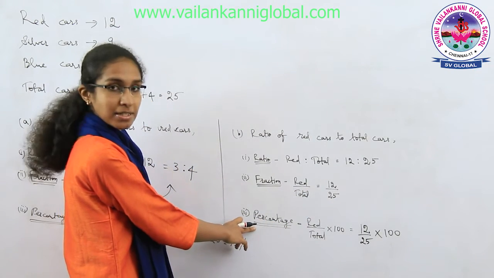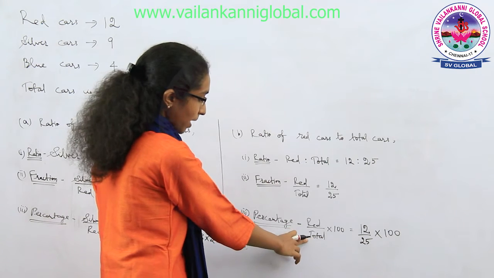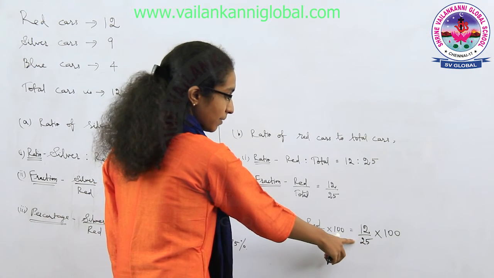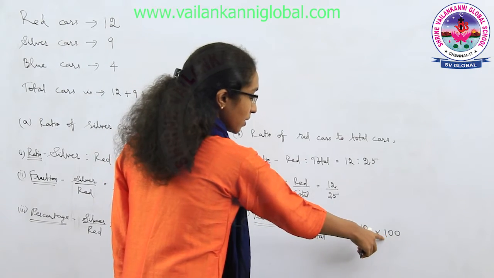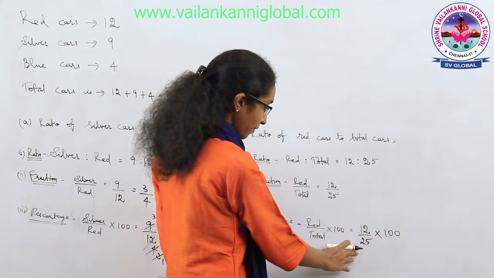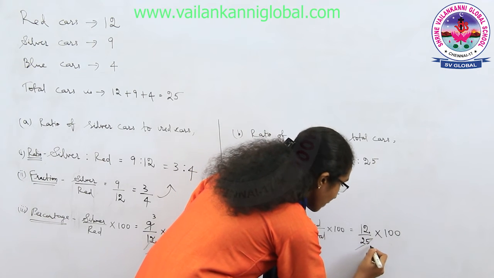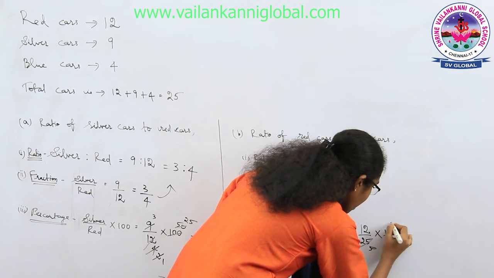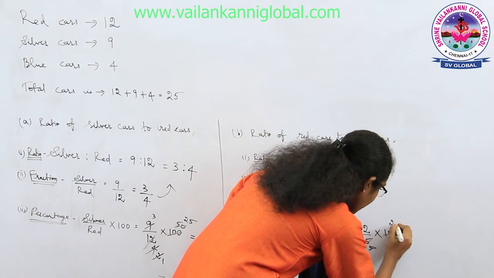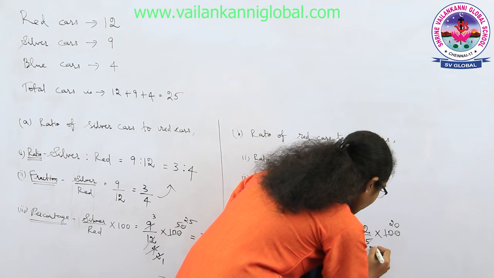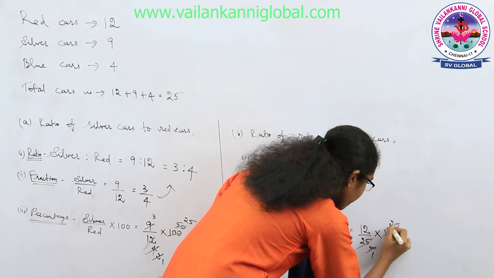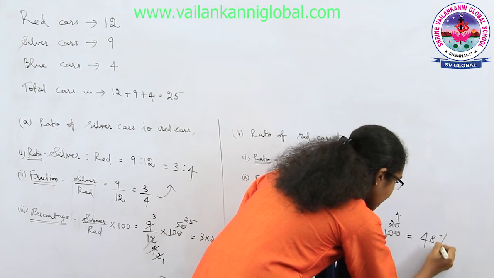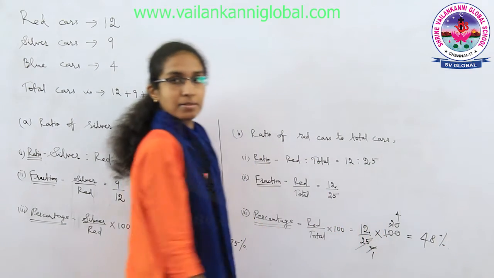Next we have is percentages. So red divided by total is multiplied with 100. We know 12 divided by 25 is multiplied with 100, where it can be simplified further by cancelling. So 5 times and 20 times, 4 times. So we get 48% as the final answer.